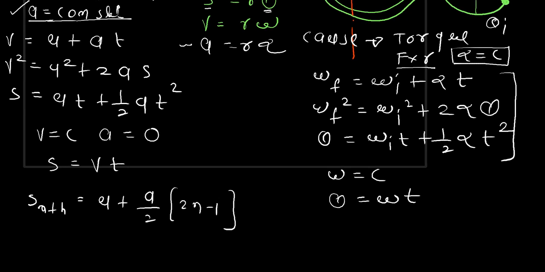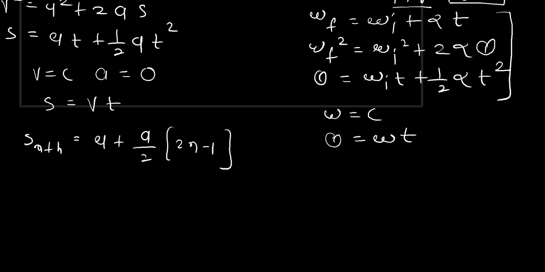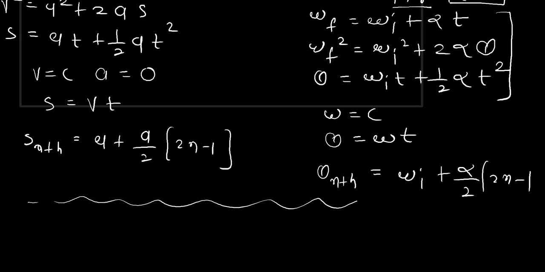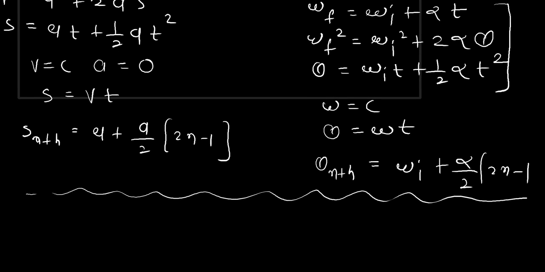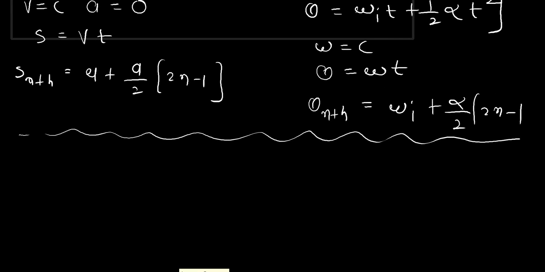So similarly, here also we can calculate this theta n. The beauty of this analogy is very clear. This is why rotational motion becomes easy to understand: always compare with the linear motion. So here omega plus alpha by 2 in the nth second becomes 2n minus 1. So this is all about the kinematical data. Initial kinematic data, we can compare like this. We can draw the analogy.